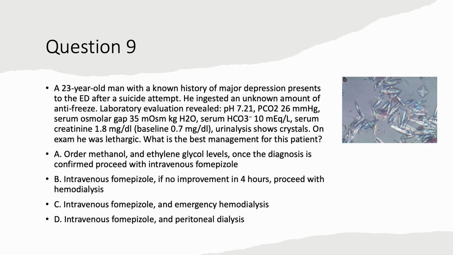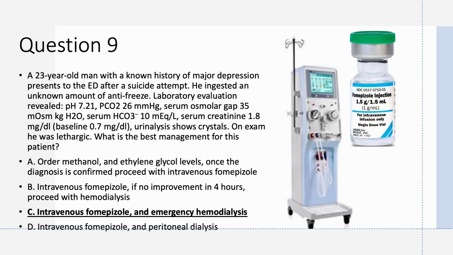A. Order methanol and ethylene glycol levels. Once you confirm the diagnosis, proceed with intravenous fomepizole. B. Intravenous fomepizole, and if there's no improvement after 4 hours, proceed with hemodialysis. C. Intravenous fomepizole and emergency hemodialysis. D. Intravenous fomepizole and peritoneal dialysis. Think about these different options, and the correct answer is C. Intravenous fomepizole and emergency hemodialysis.